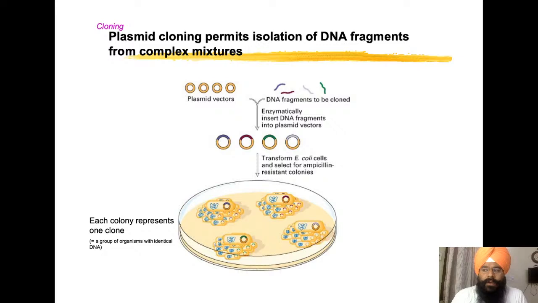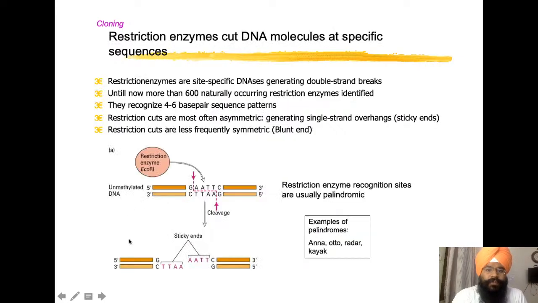Then plasmid cloning permits isolation of DNA fragments from complex mixtures. So you take plasmid vectors and DNA fragments to be cloned, transform E. coli cells and select ampicillin resistant colonies. Each colony represents one clone here. You can also cut them with restriction enzymes at specific base pairs. Then you can have sticky ends afterwards, and you have palindromic sequences like ANA, OTTO, RADAR, KAYAK.